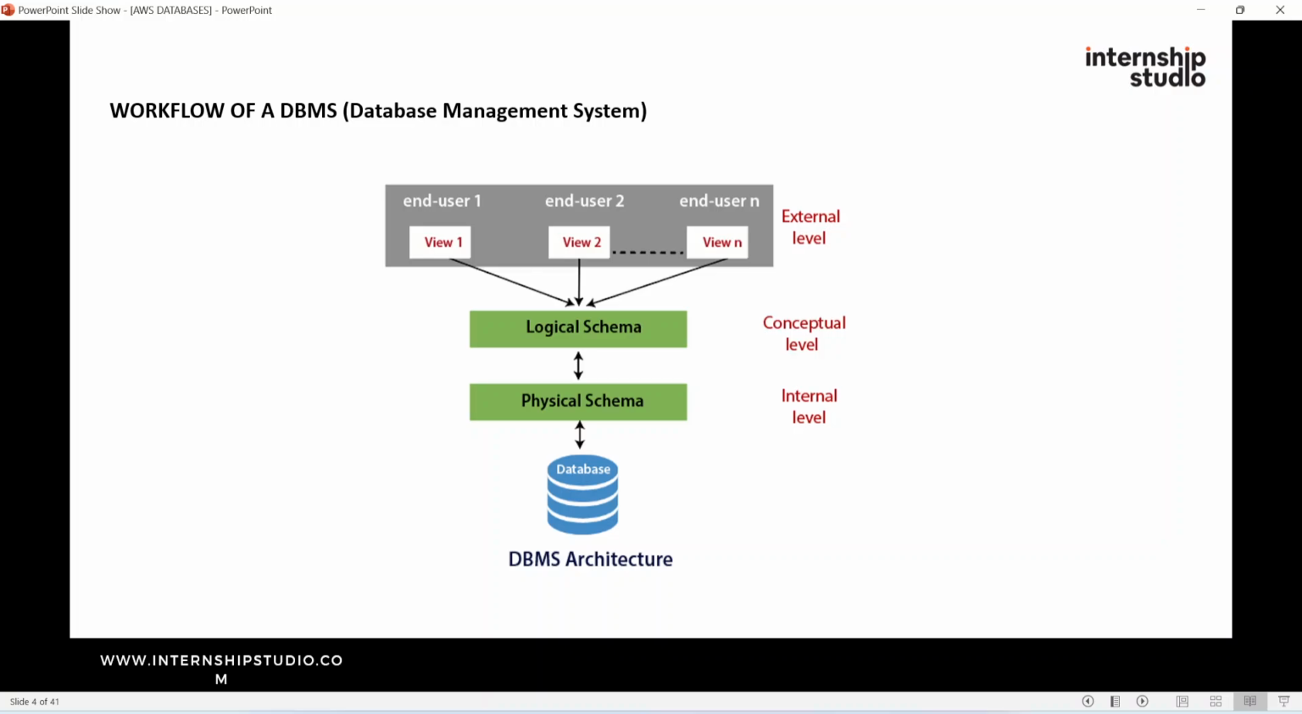Another one is the physical schema. The physical schema defines how data is stored, indexed, and accessed at the lowest level. It involves decisions related to storage structures, file organization, indexing methods, and data compression. The physical schema is concerned with optimizing data retrieval and storage efficiency.